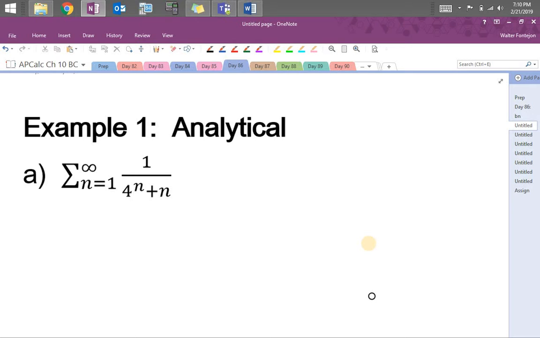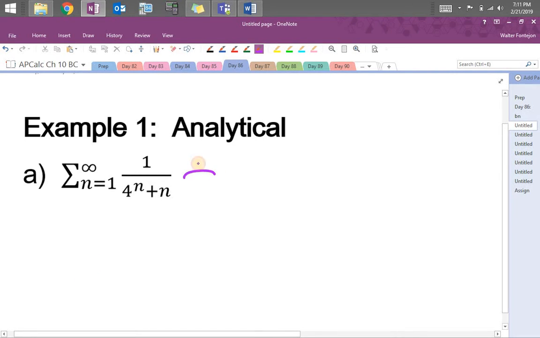Here we have the sum of 1 divided by 4 to the n plus n. I have no rules or anything that could work this out. If I did try the ratio test, which I do think some people will think, oh yeah, it's a combination, it will be inconclusive. Okay, so here we're going to use the direct comparison test.